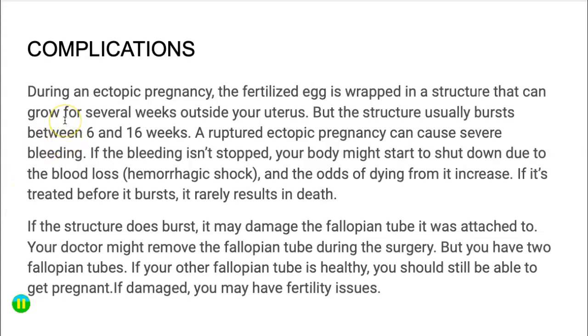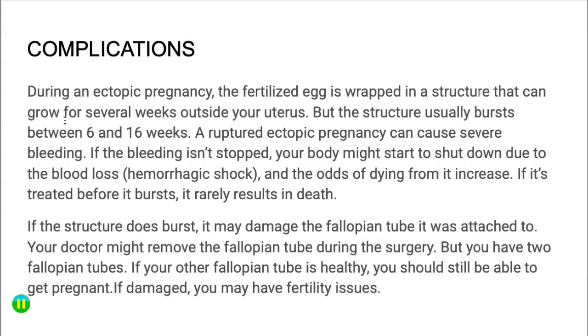Complications. During an ectopic pregnancy, the fertilized egg is wrapped in a structure that can grow for several weeks outside your uterus, but the structure usually bursts between 6 to 16 weeks. Now, this ruptured pregnancy causes unstoppable bleeding, because of which you have a hemorrhagic shock and the odds of dying from it increase. If it is treated before it bursts, you can survive. So, which is why, as a red flag, immediate medical attention is sought.